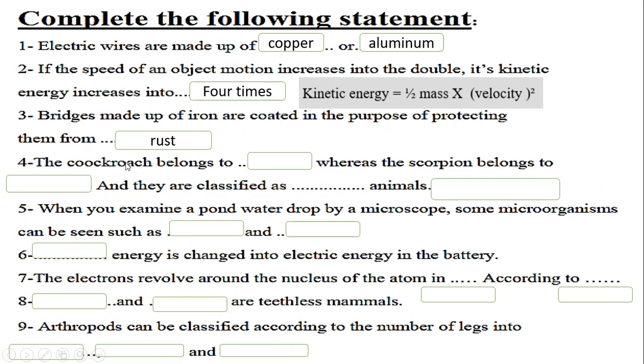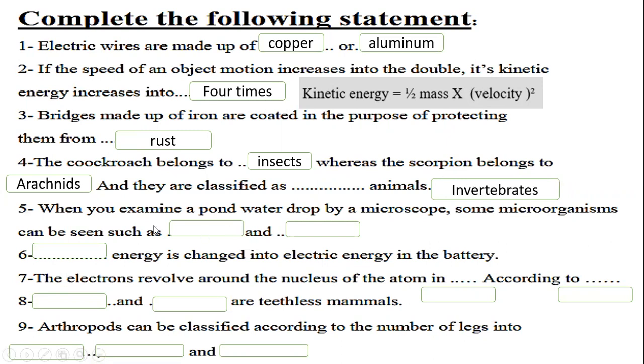Cockroaches, flies, and mosquitoes belong to what? Yeah, excellent. Insects. Why? Because they have 6 jointed legs. Whereas the spider belongs to arachnids because they have 4 pairs of jointed legs, or 8 legs, and they are classified as invertebrates.